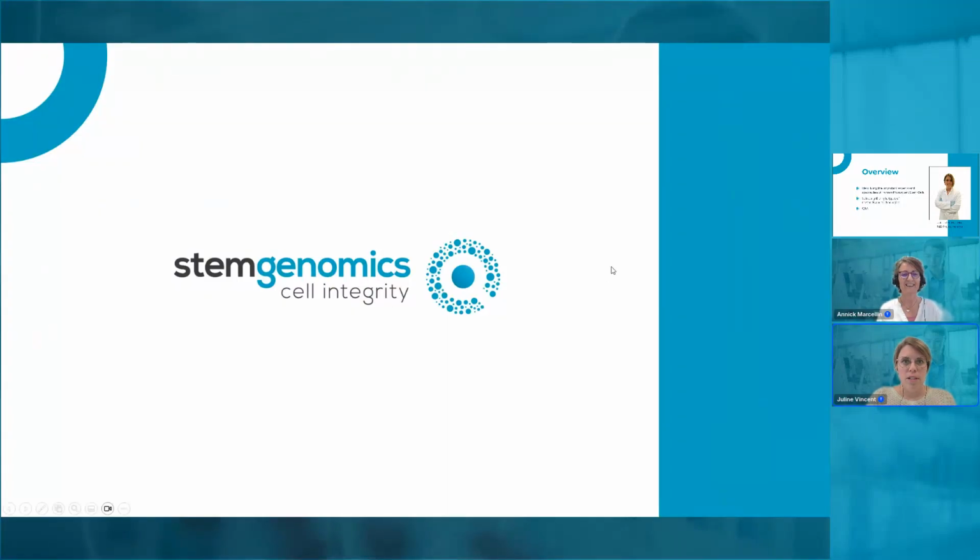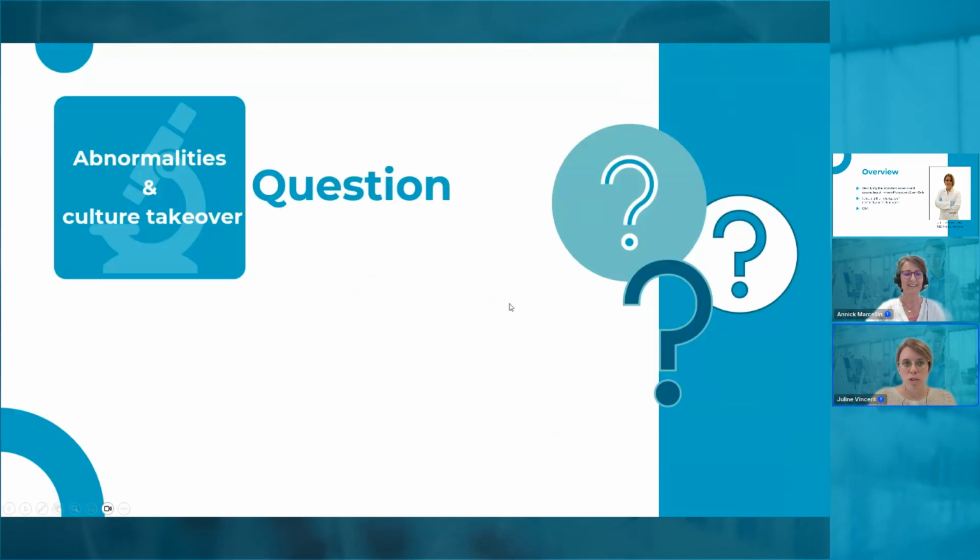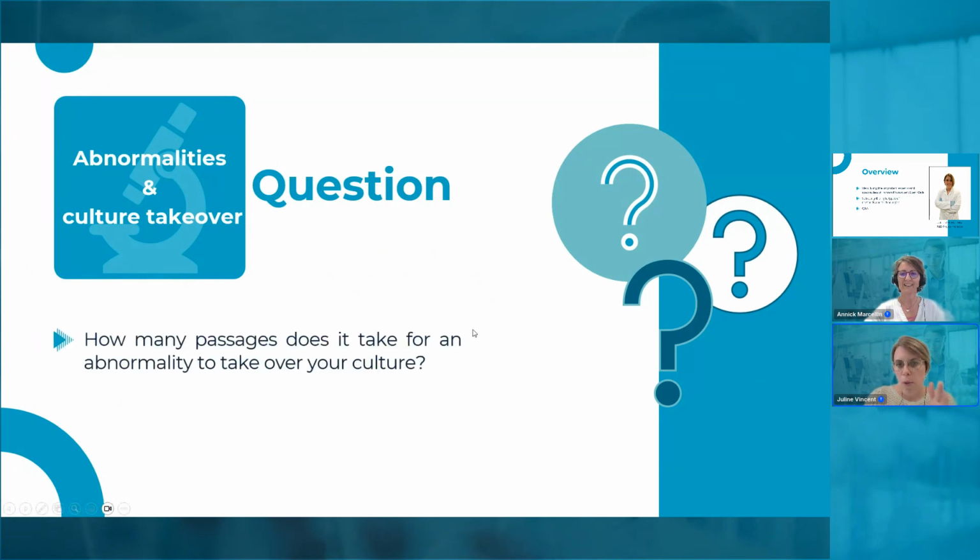So before diving into the subject of abnormality, I have a question for you, and you can answer in the poll. In your opinion, how many passages does it take for an abnormality to take over your culture? So you can answer in the poll. And maybe I can give you the answer.